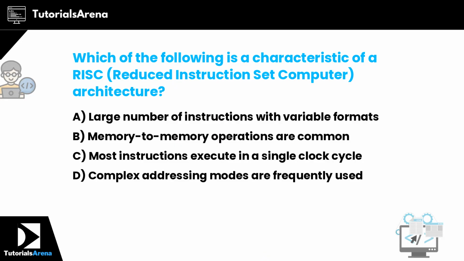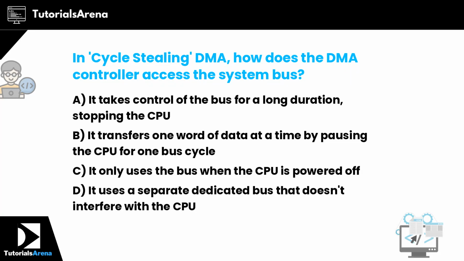Which of the following is a characteristic of a RISC, reduced instruction set computer, architecture? The correct answer is option C. Most instructions execute in a single clock cycle. In cycle stealing DMA, how does the DMA controller access the system bus? The correct answer is option B. It transfers one word of data at a time by pausing the CPU for one bus cycle.